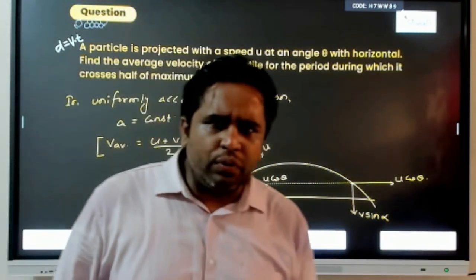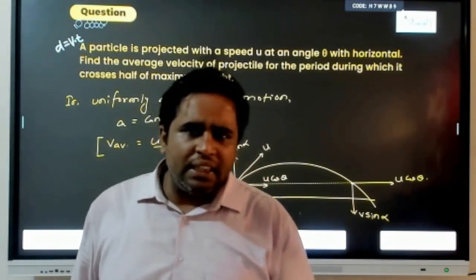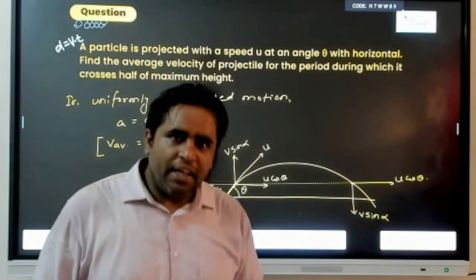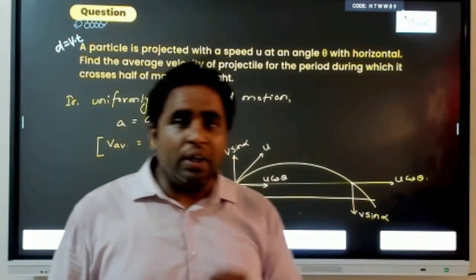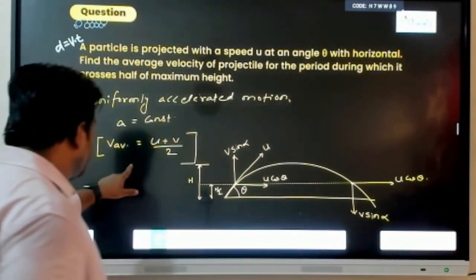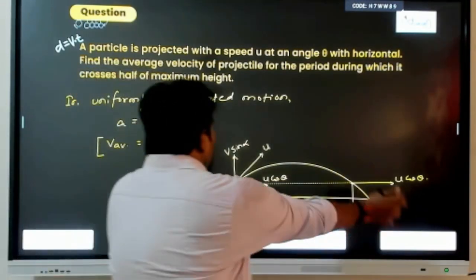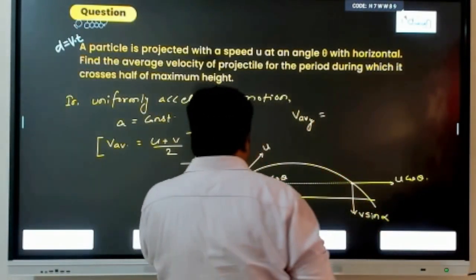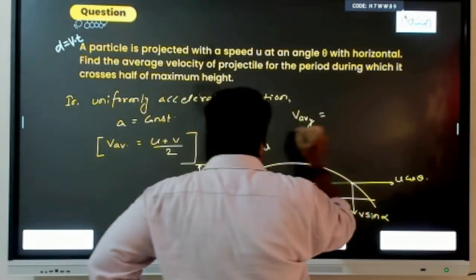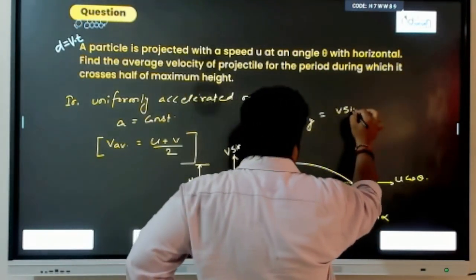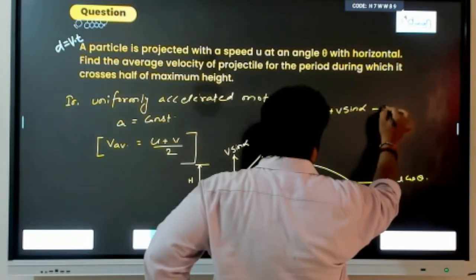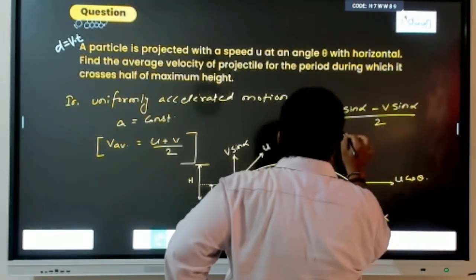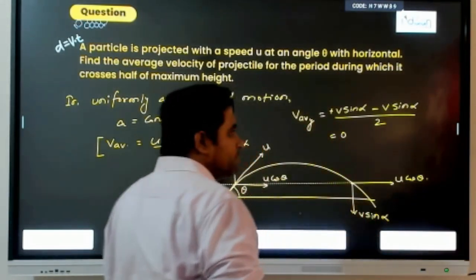Let me ask you one question. In which direction is acceleration acting, and acceleration is constant? In x direction or y direction? Definitely in y direction. Yes? So in y direction we are going to apply this formula. V average in y direction will be considered as (u plus v) by 2. So it will be definitely (v sin alpha positive minus v sin alpha negative) divided by 2. So it becomes 0. In y direction I am talking to you.